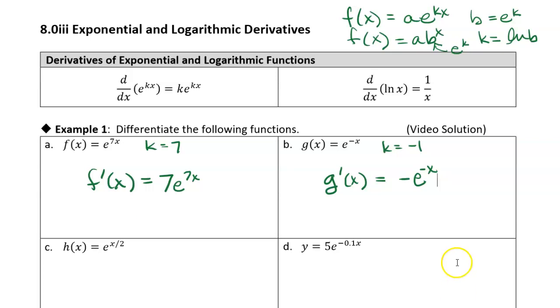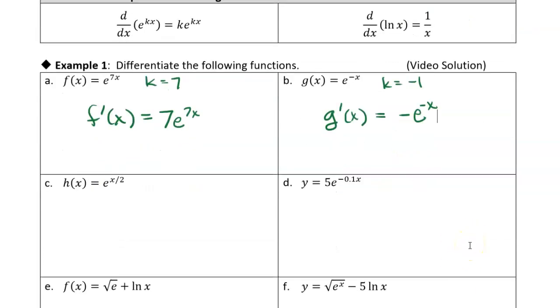All right, let's take a look at the next couple. So for this next one, our k is equal to 1/2, because x over 2 is the same as 1/2 times x. So k is 1/2, and so h prime of x is just going to be 1/2 times e to the x over 2.